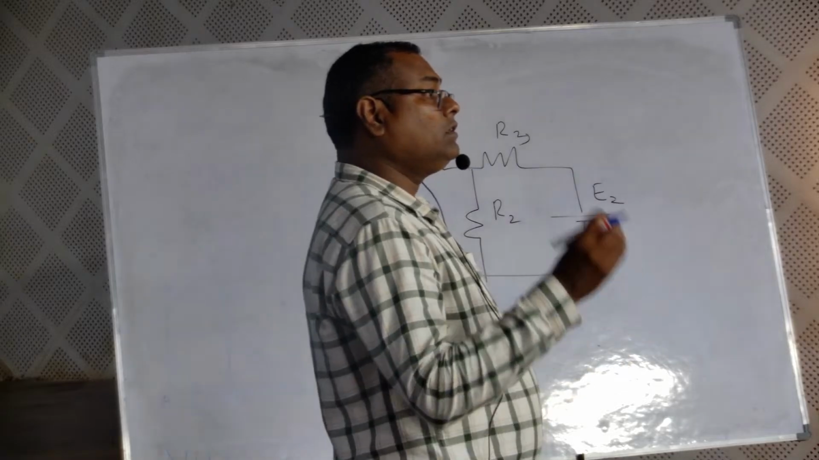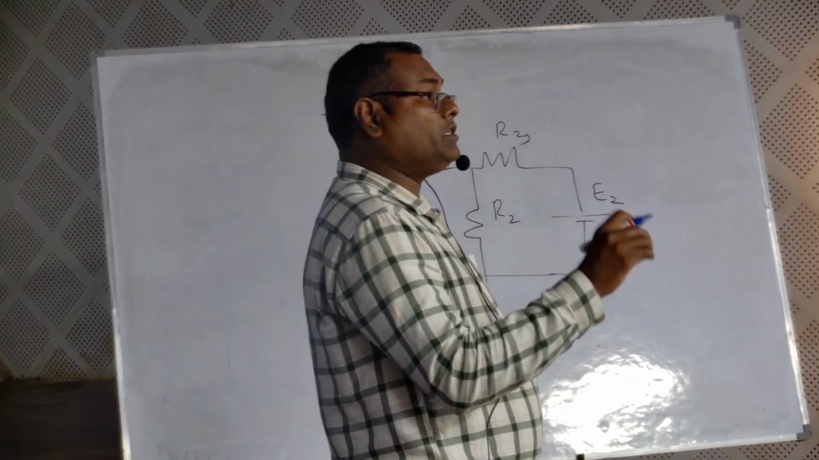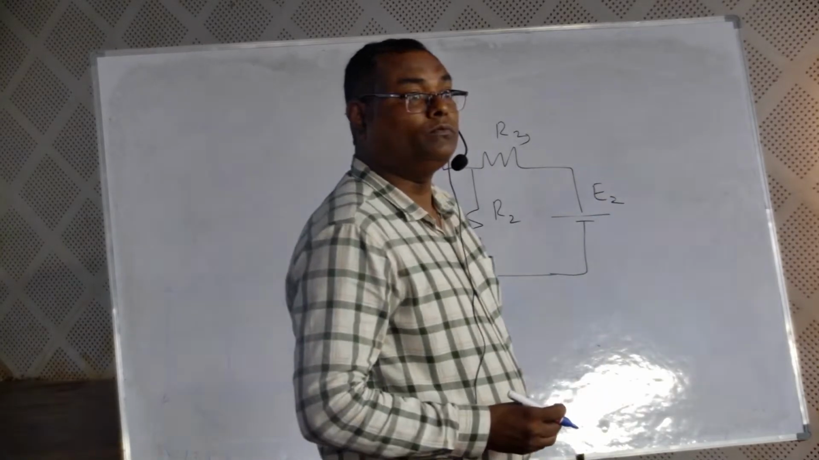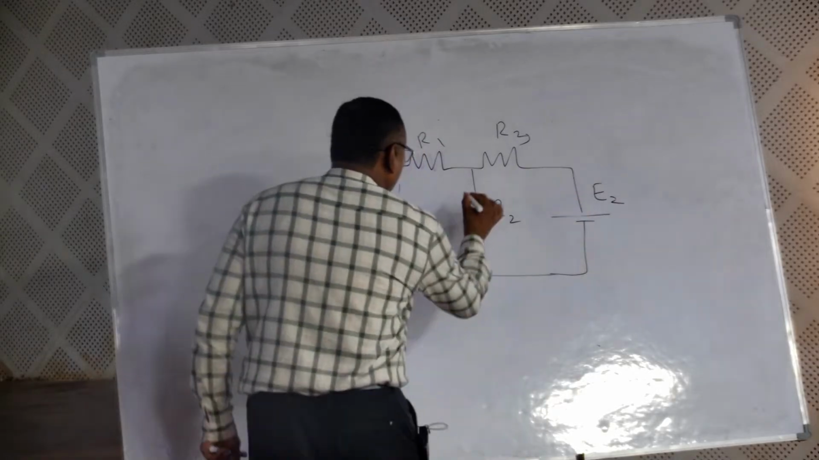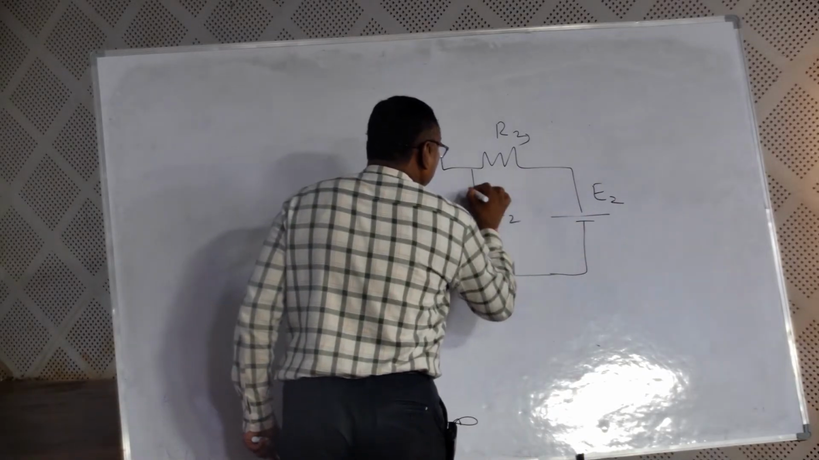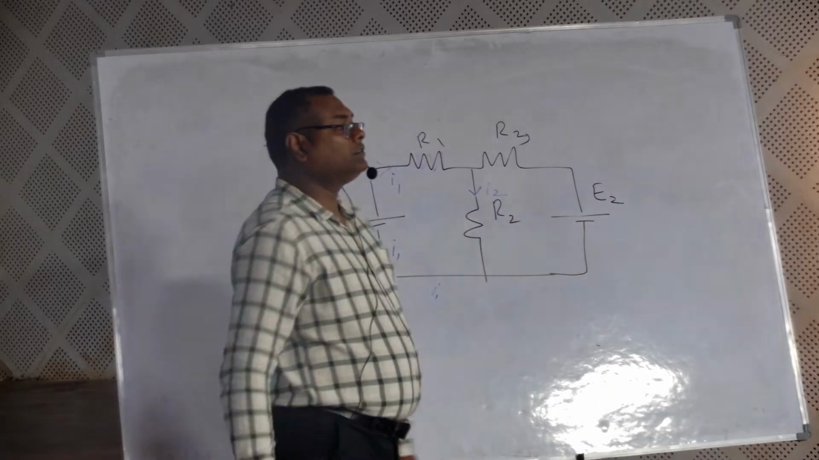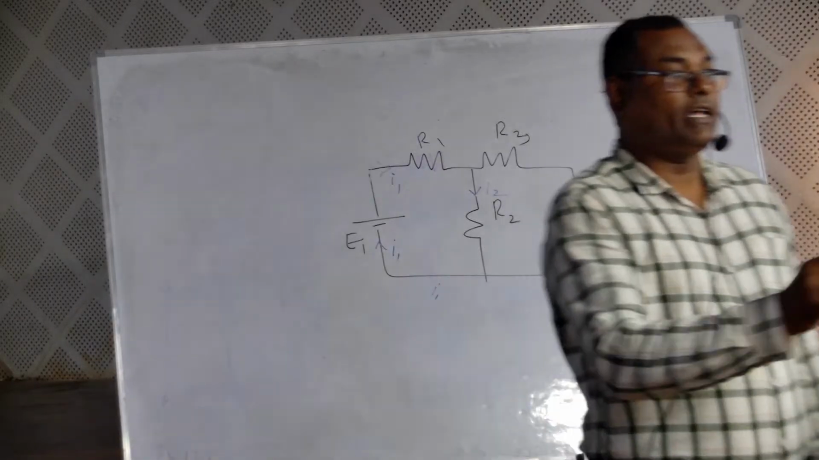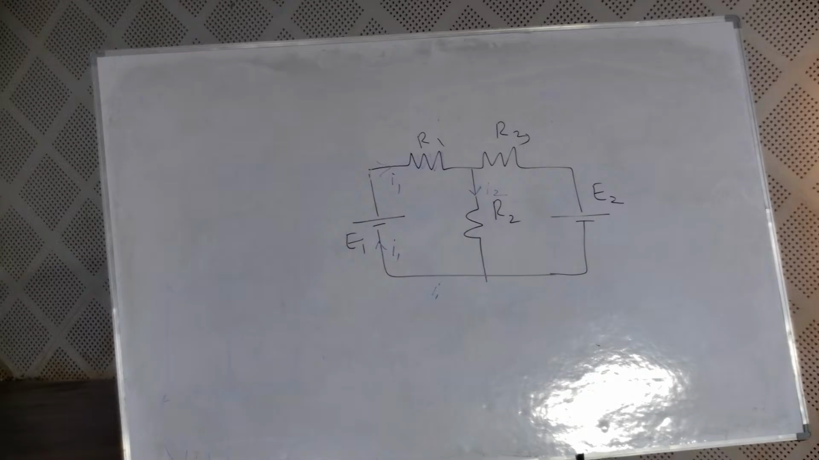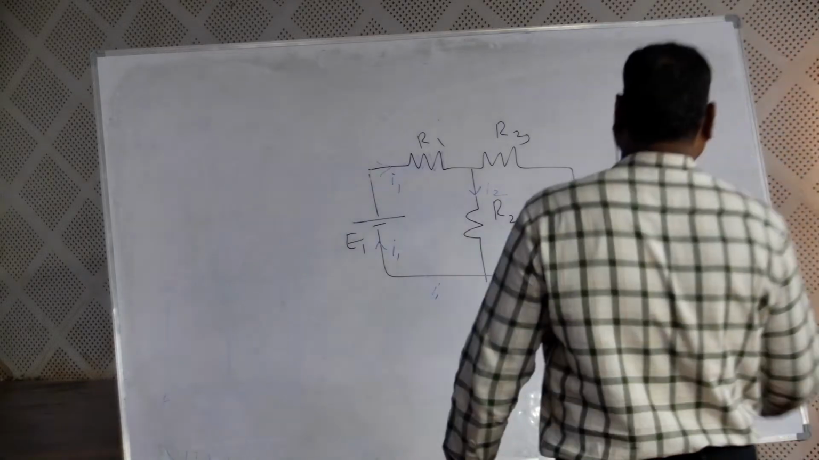Now under operation, bulb 2 is glowing. I want the current in bulb 2. Give it a new name, I2. We call it a branch current. I1 is a branch current, I2 is a branch current. For the third branch, give the name I3.